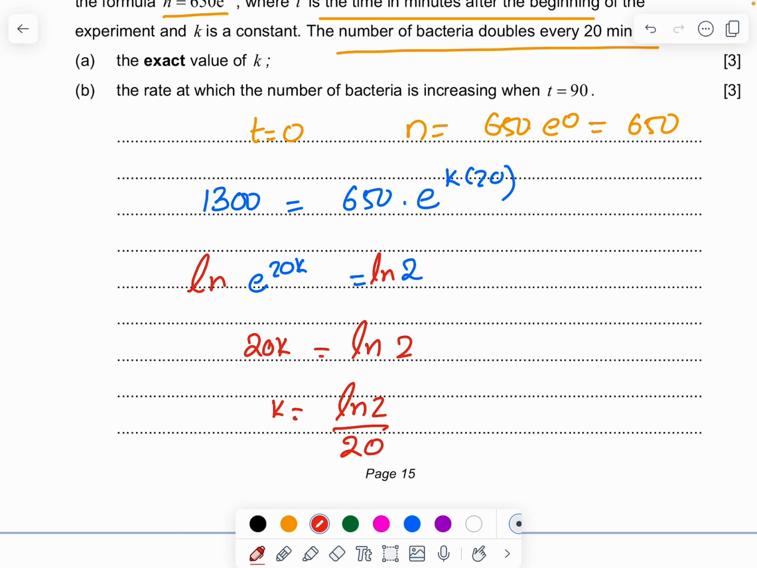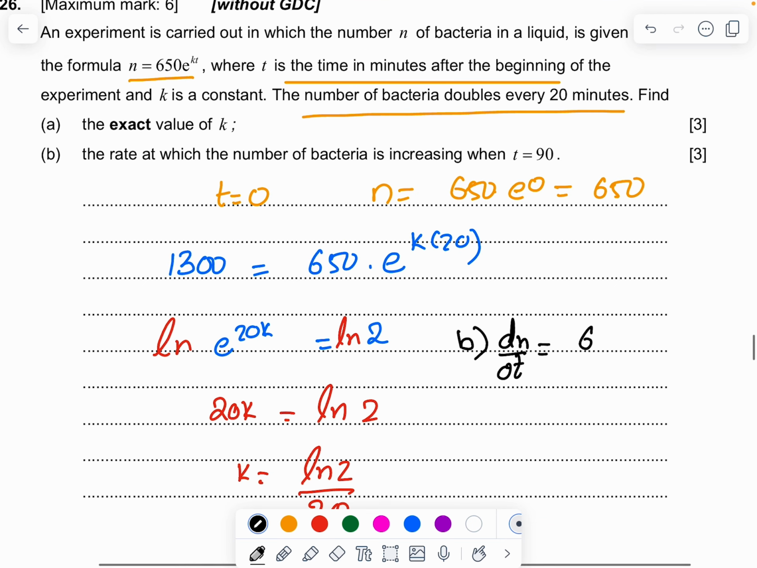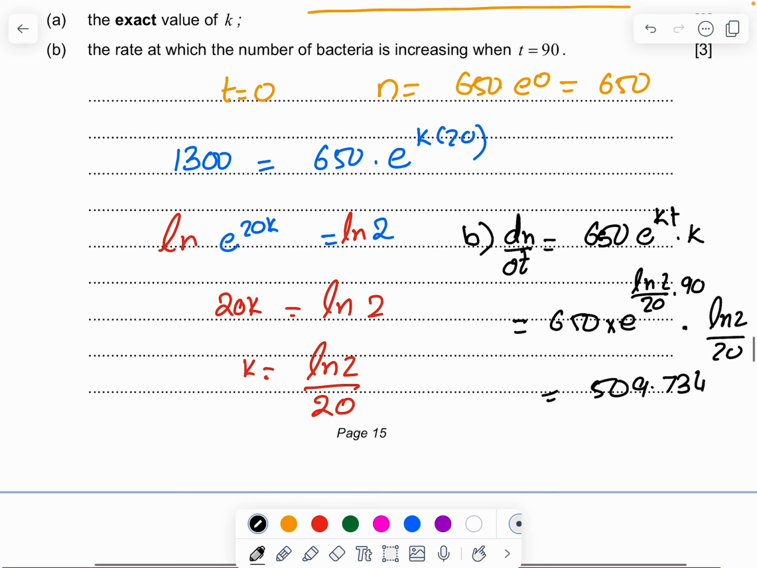The rate at which the number of bacteria is increasing when t equals 90. So for part B, dn upon dt will become 650 times e power kt times k. So at 90, 650 times e power ln 2 divided by 20 times 90, times k value again ln 2 divided by 20. Simplify that by calculator, you should be getting 509.734. To 3 significant figures, 510.